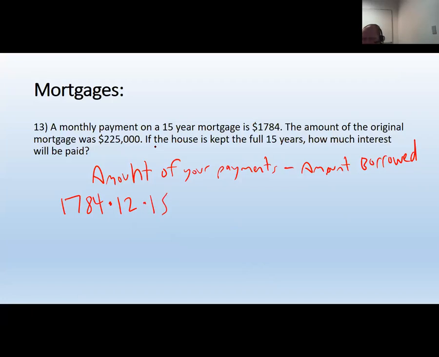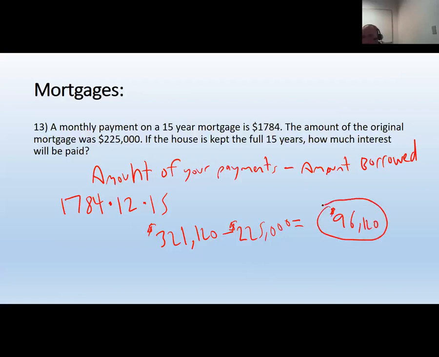And so if we do all that, we end up with $321,120 minus the amount of the original mortgage, which was $225,000. And when you subtract there, you end up with $96,120 as your amount of interest. So does anybody have any questions on this problem?